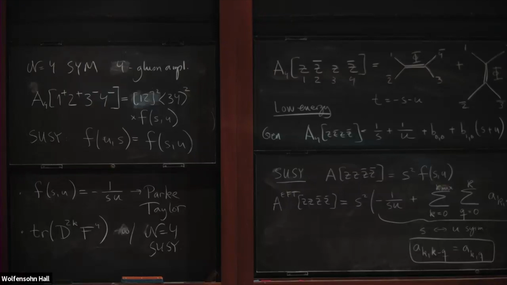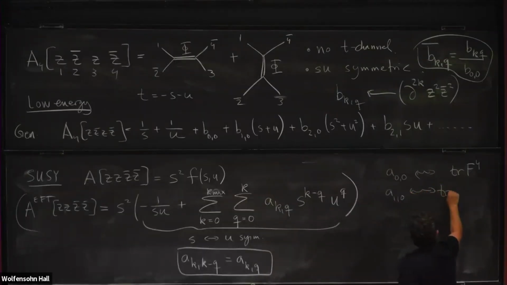Okay, so this is the low energy expansion for the theory we want to look at. I will do a quick correspondence and tell you that the A00 coefficient here corresponds to the constant term in there, but it's multiplied by an S squared. So it's really something with 4 derivatives in it. What is the thing with 4 derivatives in it that is gauge invariant? That's really the F to the 4 operator. A10 corresponds to trace of D squared F to the 4.